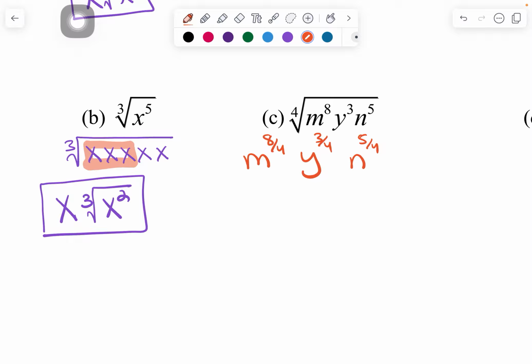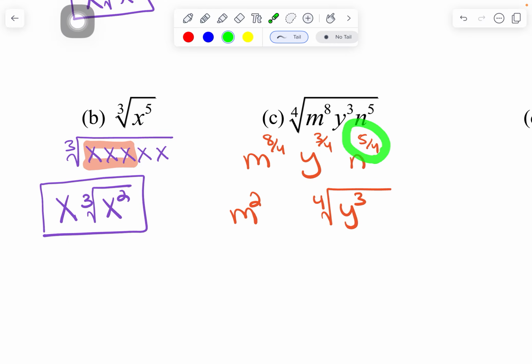So in this case, 8 over 4 is 2. Your y to the 3/4 is going to stay under the root. So I'm going to slide it over. My root is 4. That's going to be y cubed. Now, if I look at 5/4, how many 4's are in a 5? Well, that would be 1 4. So n to the first, or just n. And then there's 1 n left over. Okay.